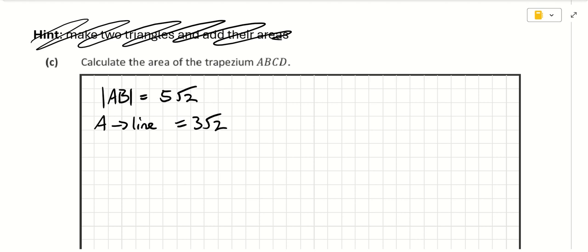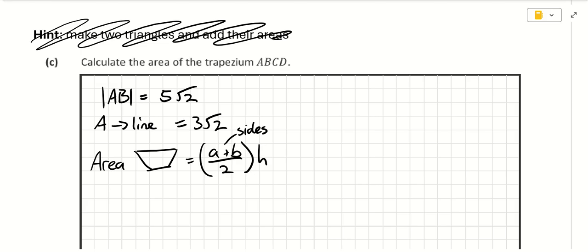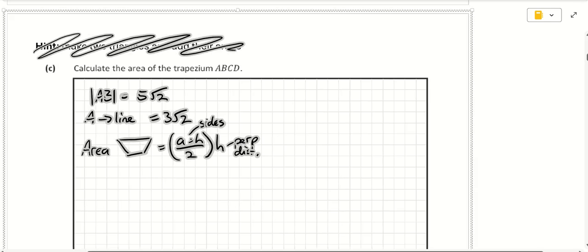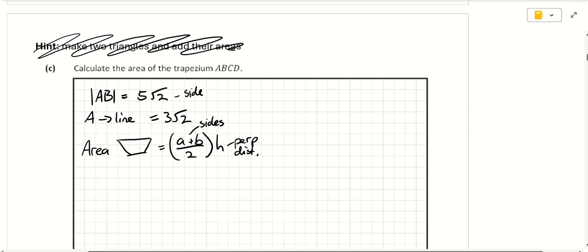Okay, so what we actually need now is the area of the trapezium. It's in your formula book. The area of a trapezium is (A plus B) over 2, times h. So these are the sides, and this is the perpendicular distance. We actually have one side here already, and we've got the perpendicular distance here. So we just need the other side.